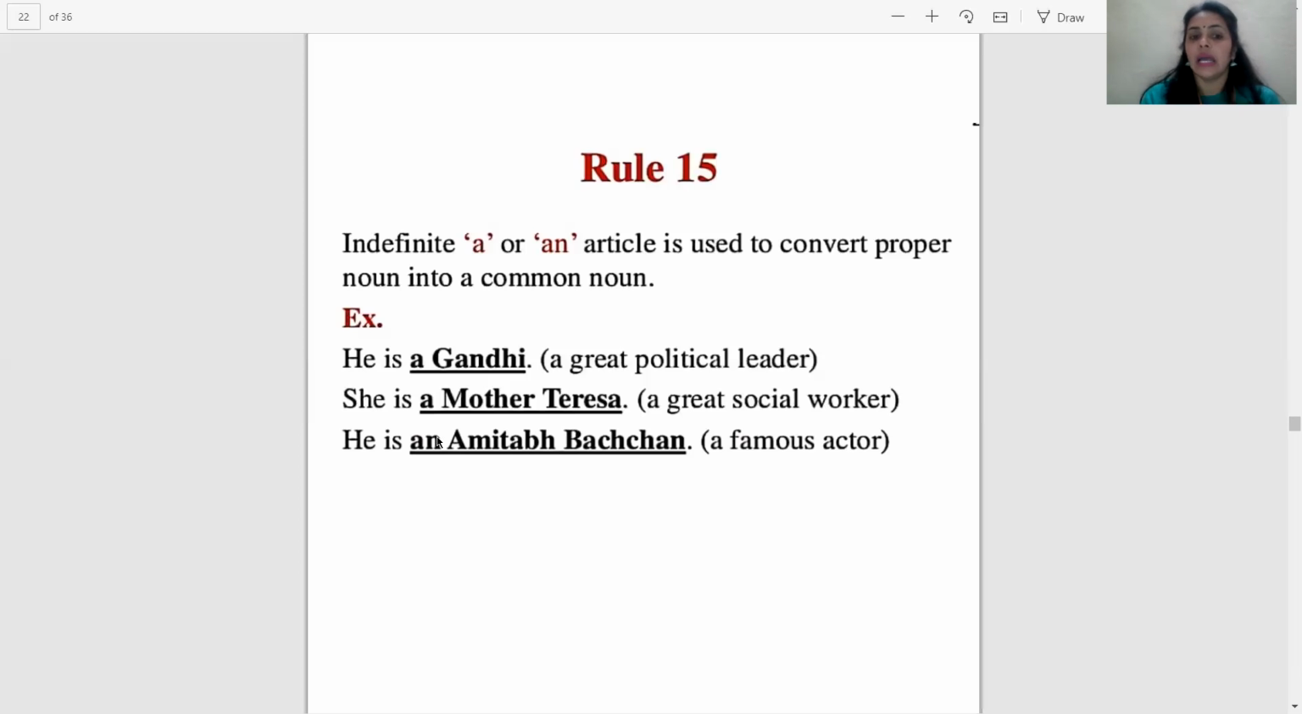Second example, she is a Mother Teresa. Now, we all know Mother Teresa for her qualities of selflessness, her generosity, her help, her cooperation, the way she was devoted to the poor and needy. If we come across somebody who is such a devoted person for social work, or who is very, very kind and generous to poor or needy people, then what can we say? She is a Mother Teresa.